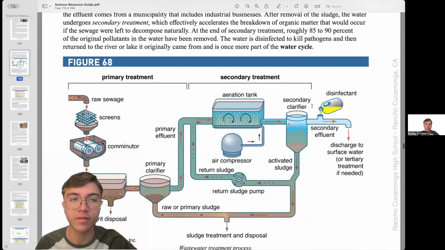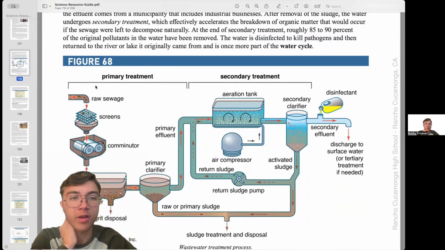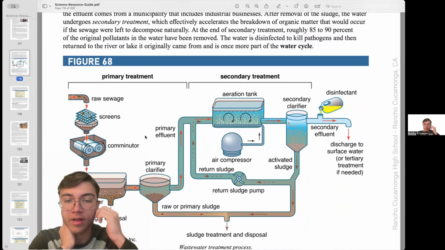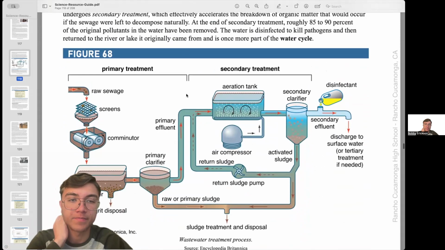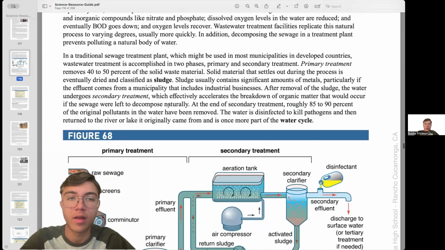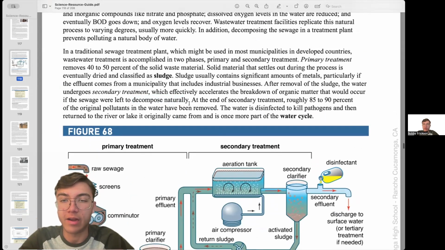So, if we look at figure 68 here, in primary treatment we see raw sewage going through screens, a comminutor, a grit chamber, and grit disposal, and a primary clarifier, flowing the primary effluent out, and raw or primary sludge going out through the primary clarifier to sludge treatment and disposal. And then we get to secondary treatment, in which we have an aeration tank, and we are giving air to those bacteria and such in order to let the sewage decompose naturally in a way.